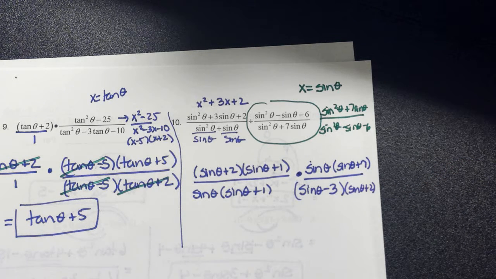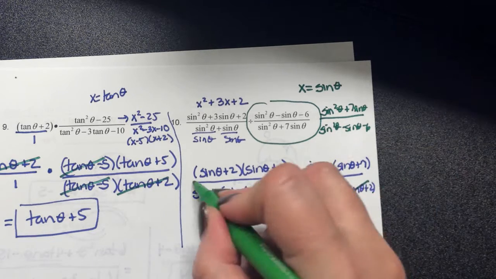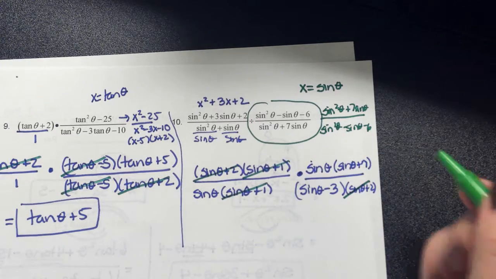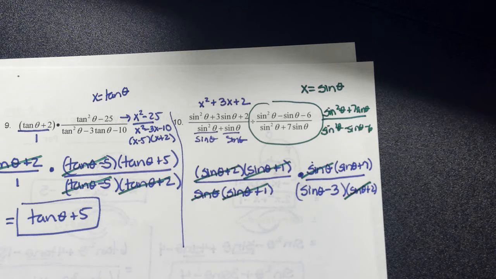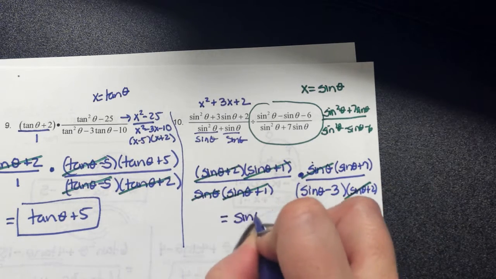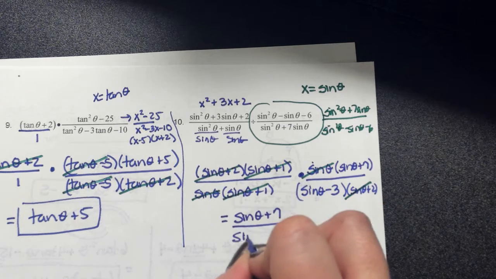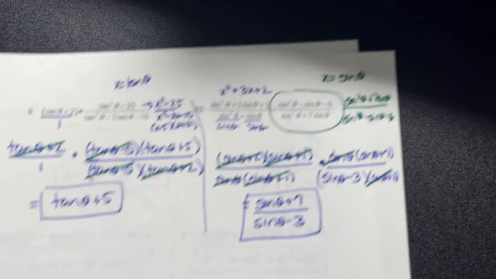So now let's see what I have in common that I can cross cancel. I have a sine theta plus 2. I have a sine theta plus 1. I have a sine theta here and a sine theta here. Nothing else in common, so when I look at my numerator, the only thing I'm left with is that sine theta plus 7 over, only thing left on the bottom is a sine theta minus 3. No, you cannot cross out those sines.